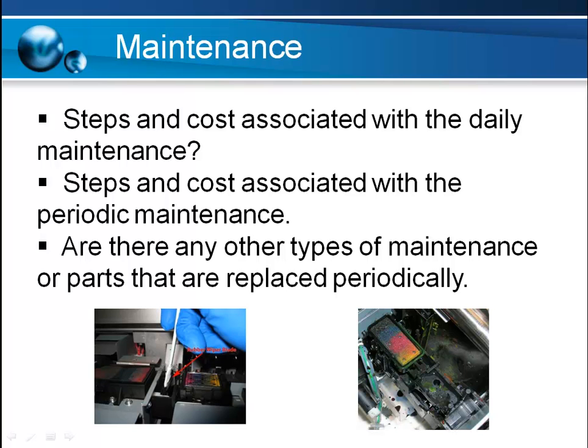What other types of maintenance or other parts are you going to have to periodically replace is also important to understand. So is there an encoder strip or a wiper blade that you're going to have to replace? And if there is, what are those costs? How often do they have to be replaced? All of this falls underneath the maintenance section.